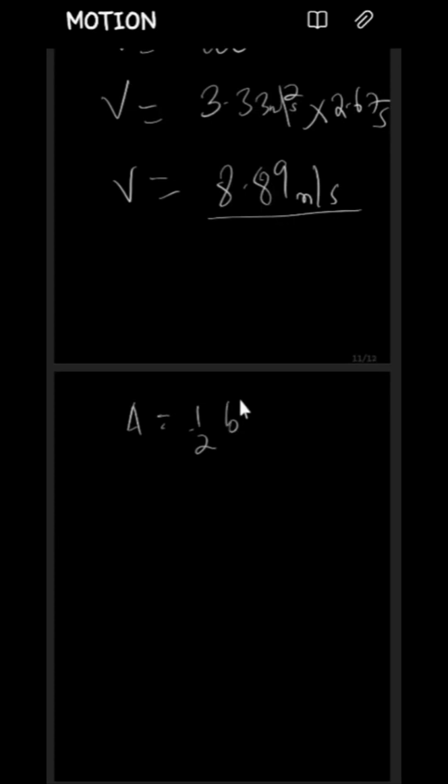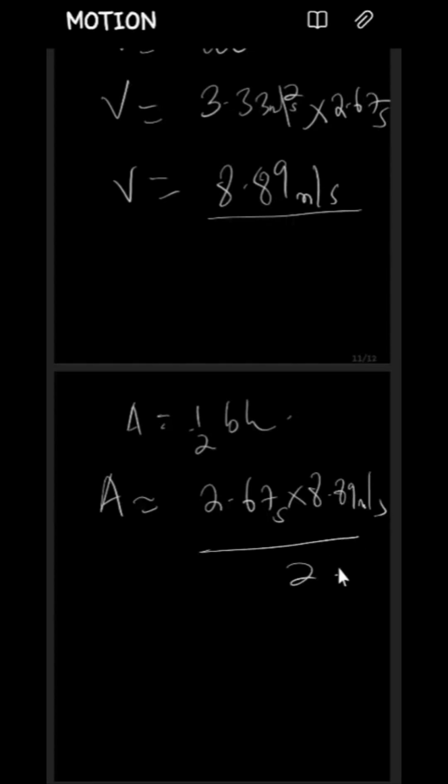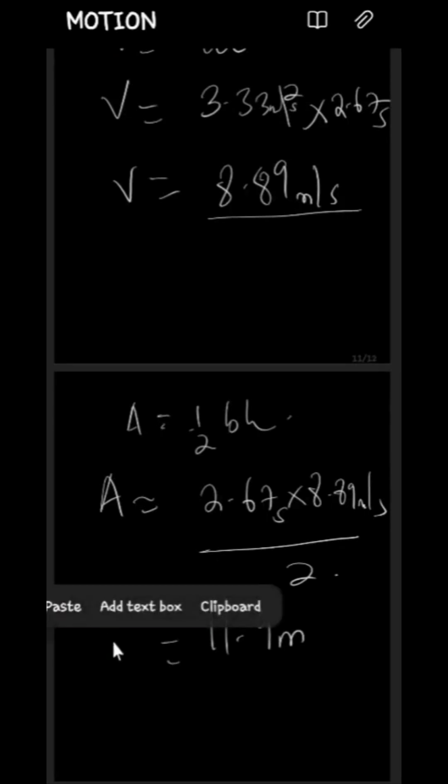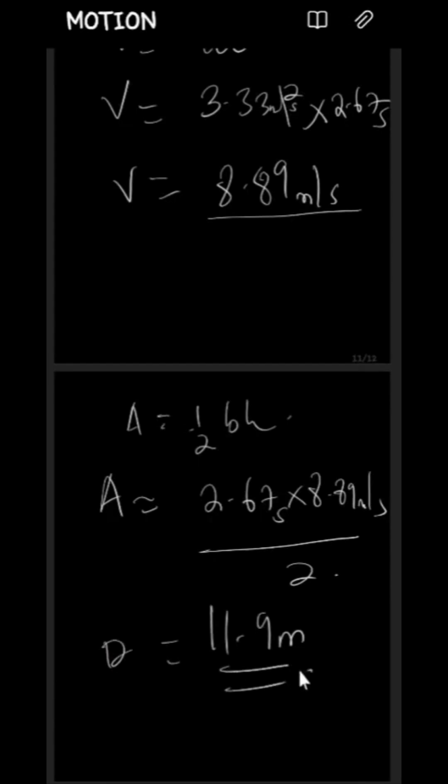Area is equal to half BH. We already found out that area will indicate our displacement, and B will indicate our time, which is 2.67 seconds, multiplied by our height, which will now be 8.89 meters per second, over 2. Now we have 8.89 multiplied by 2.67. That gives us 23.3, then divide by 2. That is going to give us 11.86. That will be 11.9 meters. That is going to be our distance. Okay, now this is the distance it has moved in 2.67 seconds.